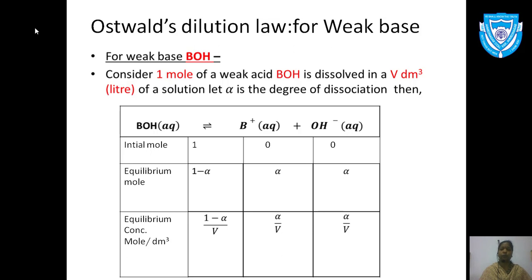So at equilibrium the number of moles of B plus becomes alpha, the number of moles of OH minus becomes alpha, and the number of moles of BOH, the weak base, becomes 1 minus alpha at equilibrium. This is very important, 1 minus alpha. Now the concentration of each of these species is, same as in the case of weak acid, number of moles per cubic decimeter, so 1 minus alpha upon V. For B plus the concentration is alpha upon V, and for OH minus alpha upon V.